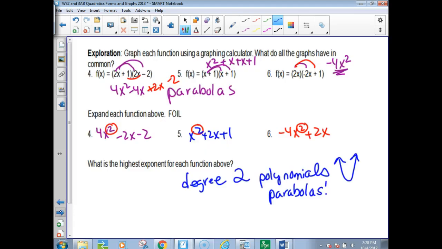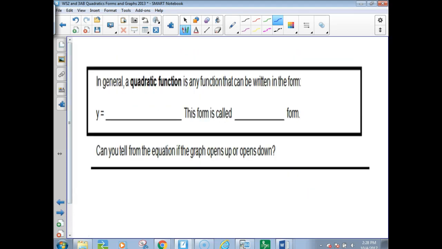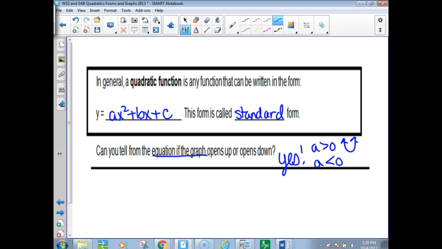I may need that still? Okay. All right, so in general, a quadratic function is any function that can be written in the form y equals ax squared plus bx plus c. This is called standard form. Can you tell from the graph if it opens up or down? And that, I mean, from the equation of the graph, can you tell if it opens up or down? And it should be a yes. Okay, if a is greater than 0, it's going to open up. If a is less than 0, it's going to open down, or if it's negative.